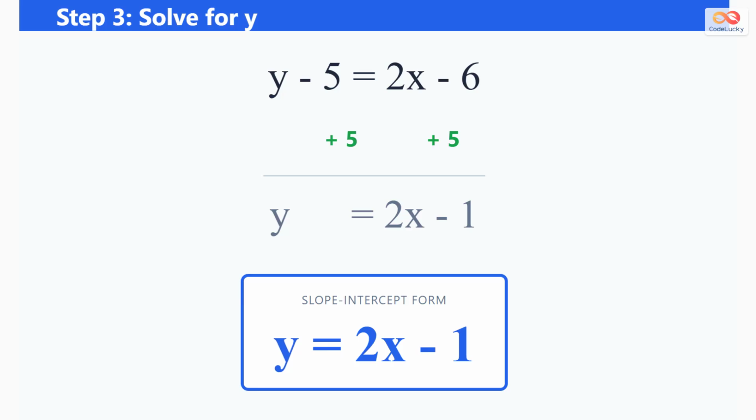The final step is to isolate y to get our answer in slope-intercept form. To do this, we add 5 to both sides of the equation. Negative 6 plus 5 gives us negative 1. So, our final equation is y equals 2x minus 1.